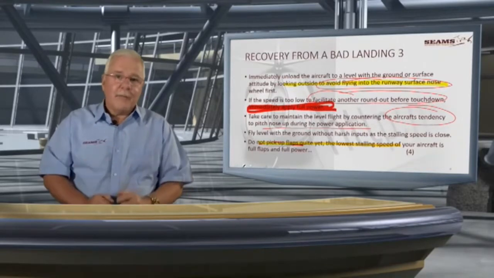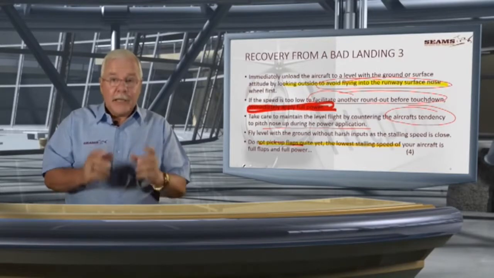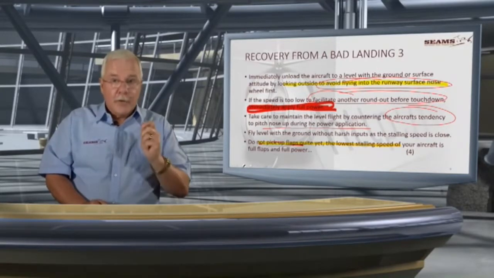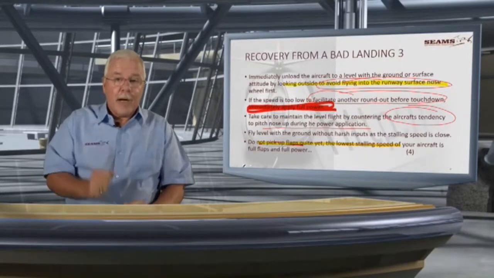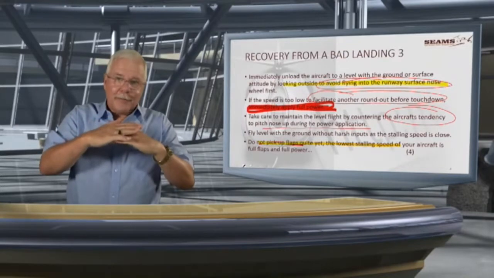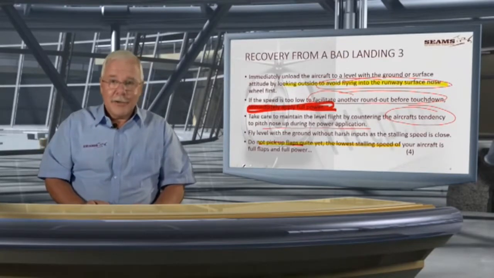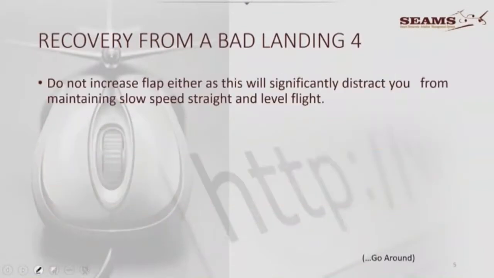I know, yeah, but I've been taught we must go to optimum flap. No, I can take you out there and I'll show you a full power stall, full flap, landing configuration. Full flap, full power is the lowest speed that you can fly the aircraft. Now you add in ground effect, and you can fly on a whisper of the wind. But if you load that aircraft, she's going to do what you really don't want it to do. Do not increase the flap either. Okay?